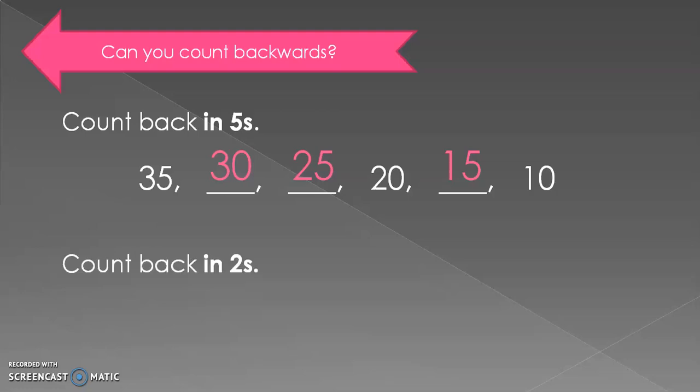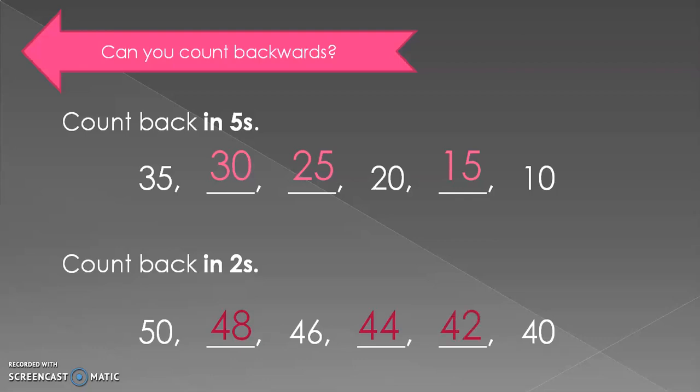Now, we have to count backwards in 2s. So starting from 50, we start from 50 to the next 2 numbers. 50, 49, 48. 47, 46, to make sure we're correct. 45, 44. 43, 42. 41, 40. So we have just counted backwards in 2s.